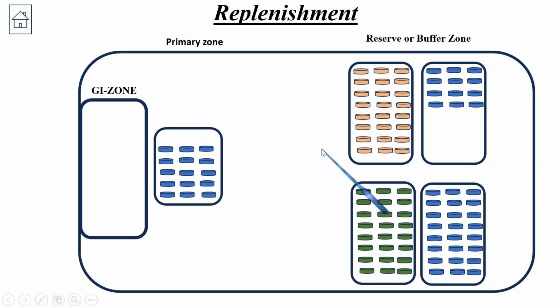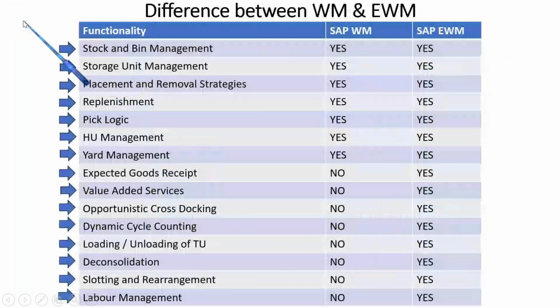And this kind of strategy, refilling the primary zone from buffer zones. Actually, we will have large quantities of the products here, but we are filling this area slowly and issuing it to the customer. This kind of refilling is called replenishment in SAP EWM. This is what we call replenishment from the reserve zone to the primary zone, and it will be entirely taken care of by the system.